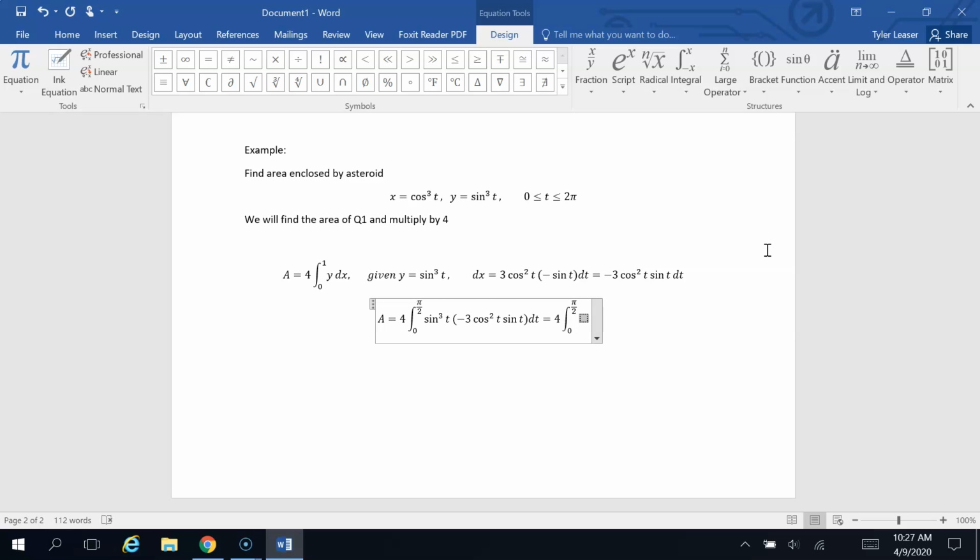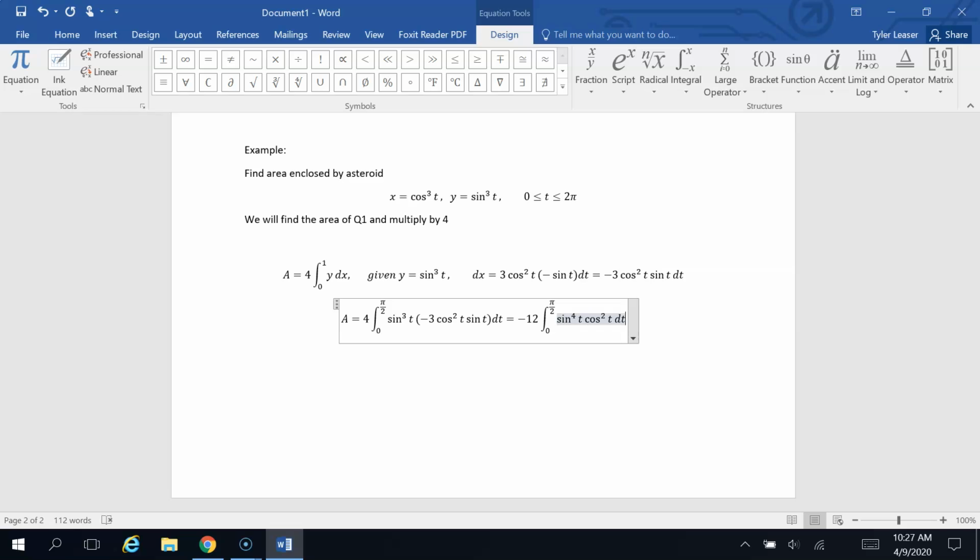And then, you know what? Let's multiply out that negative 3 as well. So instead of having a 4 out in front, we'll have a negative 12 out in front. All right, that'll make things a little bit nicer. So now we're going to have sine to the 4th of t, and then cosine squared of t dt.